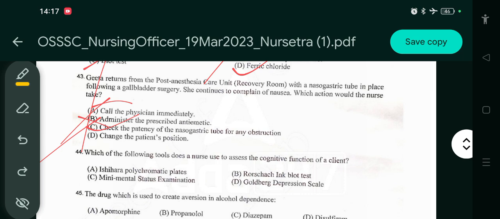So option C is correct. Option D, change the patient position. Without assessment we can't change the position. If there is any problem due to position, then we can change. So here the appropriate answer is option C only.